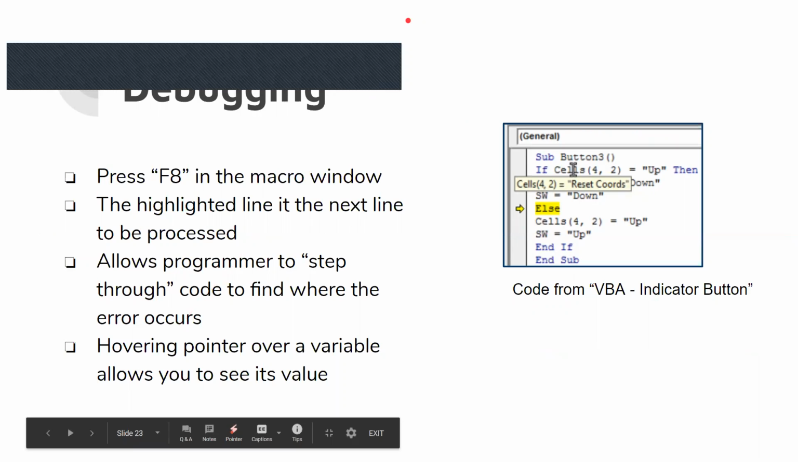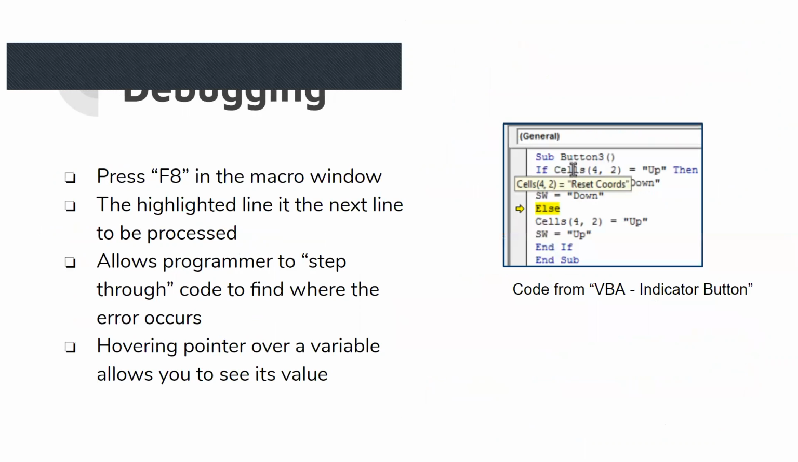So debugging. This is how you can slow down the program you're writing to be able to see where you might be going wrong. Let's say it's inputting a wrong value. So debugging lets you take it one line at a time versus the whole program running at once. So you can really see where it goes wrong.